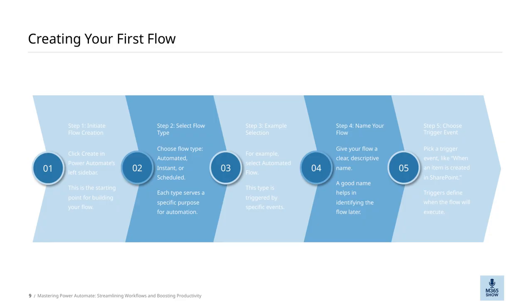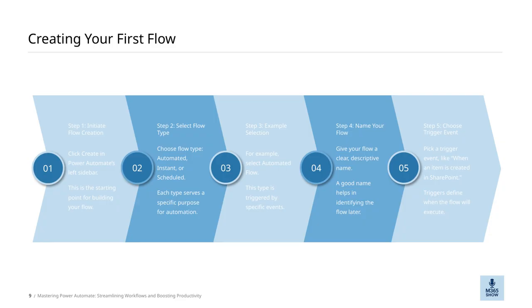Once you've selected the flow type, give your flow a clear and descriptive name. A good name makes it easier to identify and manage your flows later on. The next step is to pick a trigger event, like when an item is created in SharePoint. Triggers are what kick off your flow, so selecting the right one is key to making your automation work smoothly.